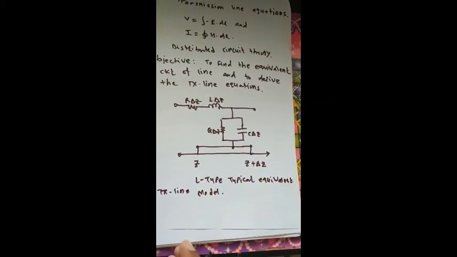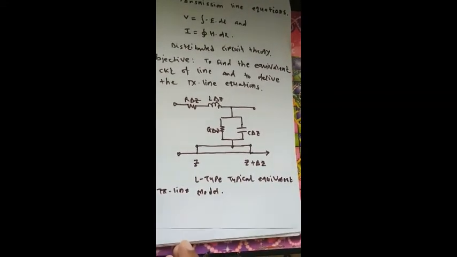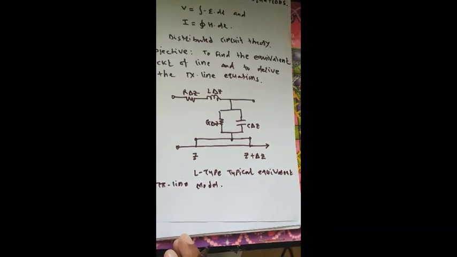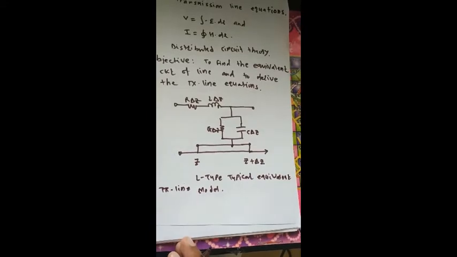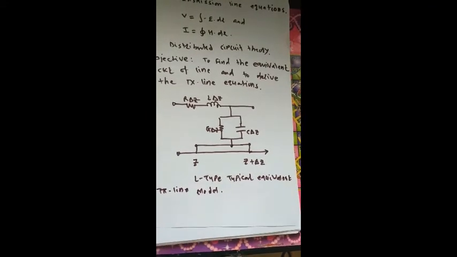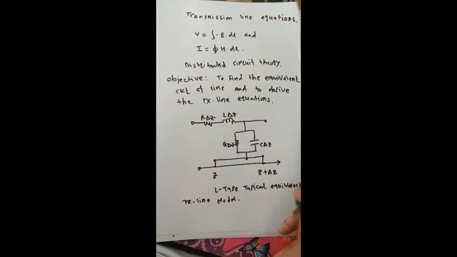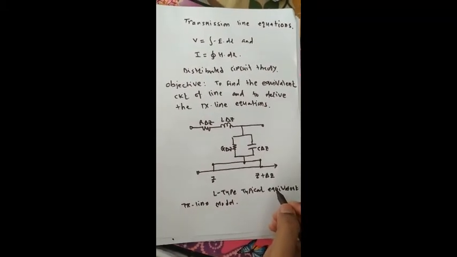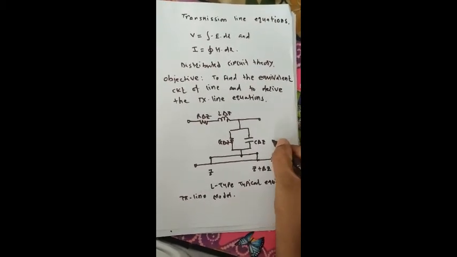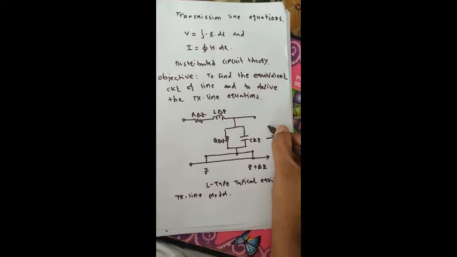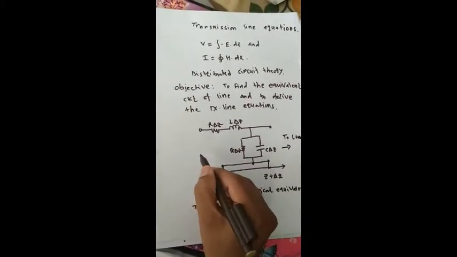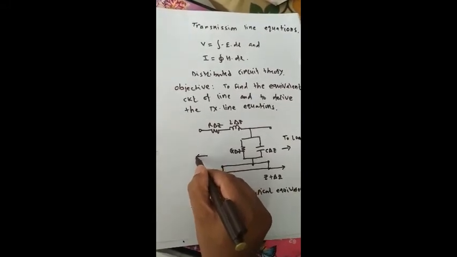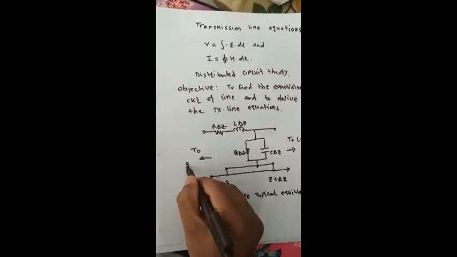There are other ways to express the models also, but here we have used the L-type equivalent circuit model. Here we have assumed the wave propagation direction is in the z direction. So this part I can consider as towards the load, while this part I can consider as towards the generator.